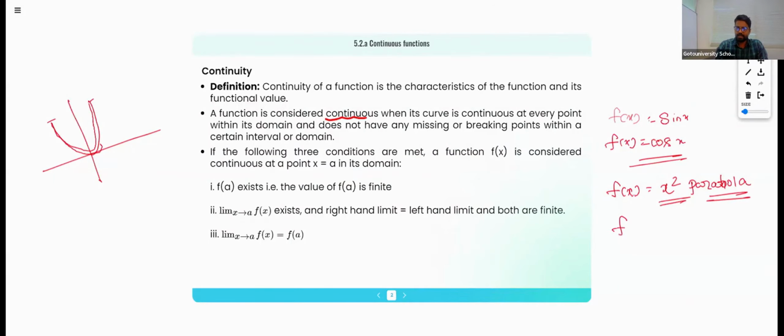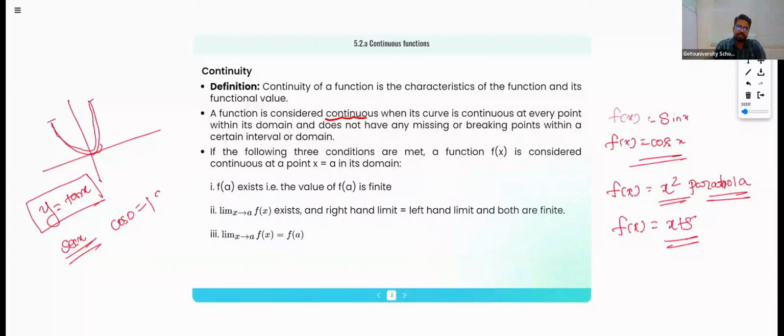So a straight line of the form f of x equal to x plus 5, within the given domain and range, will be continuous if I fix the domain and range. Whereas a discontinuous curve, just now I told you, y equal to tan x. There are many infinities at tan x, and also secant x, right? We know cos 0 is 1, whereas secant 0 is infinity, right? So this is discontinuous. We cannot draw the curve of secant x without lifting our pen.